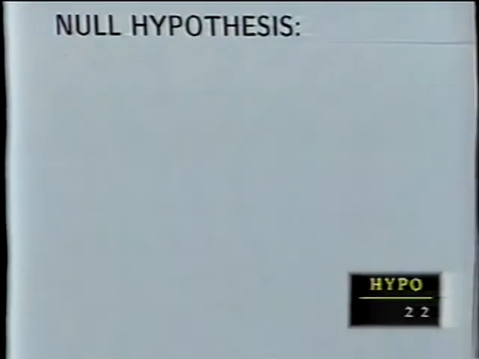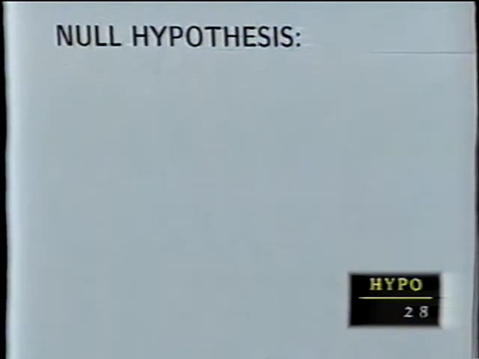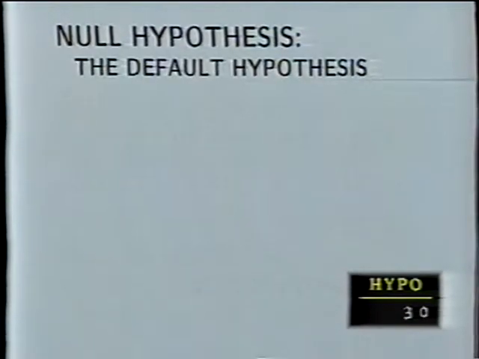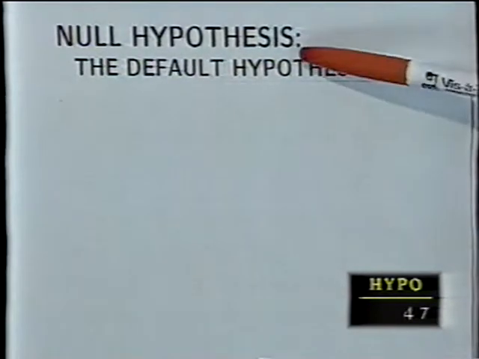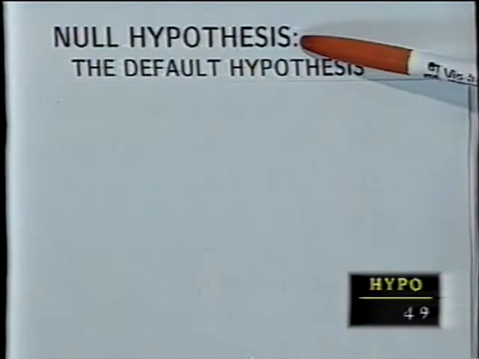Okay? We start off with what's called a null hypothesis. That's the hypothesis that's being tested. And the null hypothesis is invariably a default hypothesis. That's the one people believe is true unless you can get sufficient evidence to say it's not true. It's the assumed true thing.